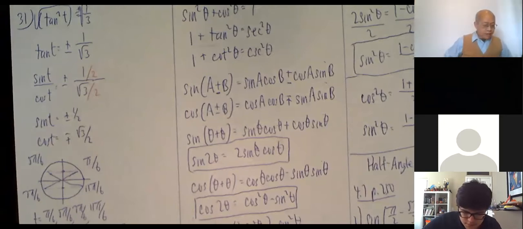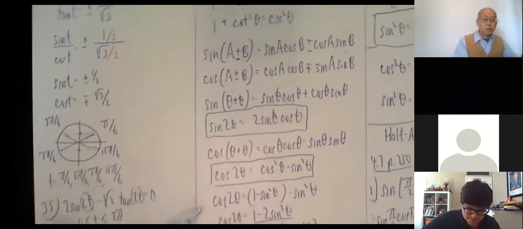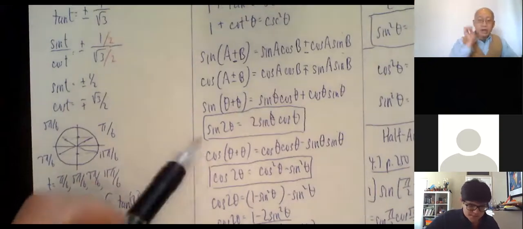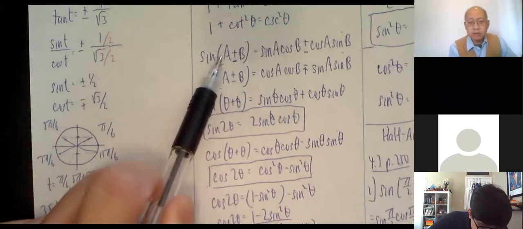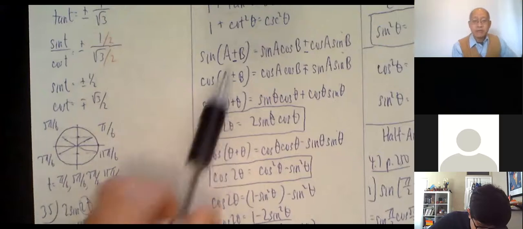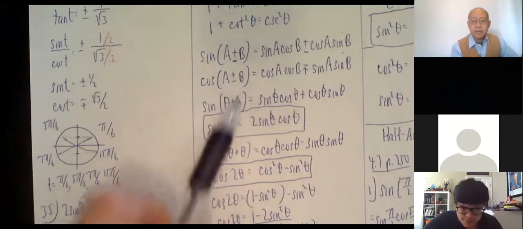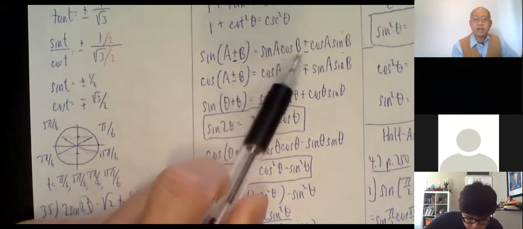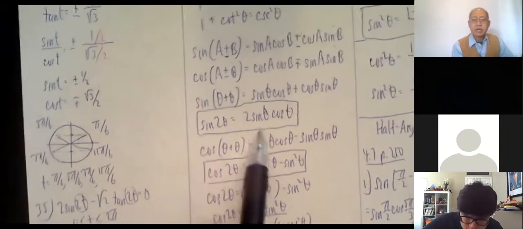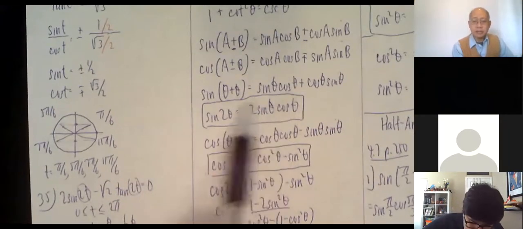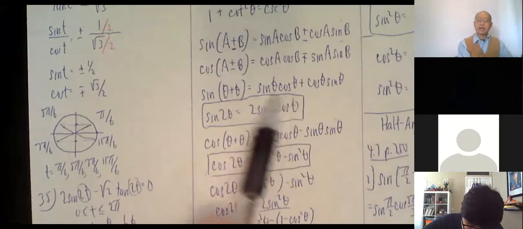Okay, and then later you have double angle formulas. Since this formula works all the time, it works if I put theta for both of them. So if I put theta plus theta, I would have sine theta cosine theta plus cosine theta sine theta. So that means sine of 2 theta equals 2 sine theta cosine theta. So here's another formula. You can put that on your cheat sheet.